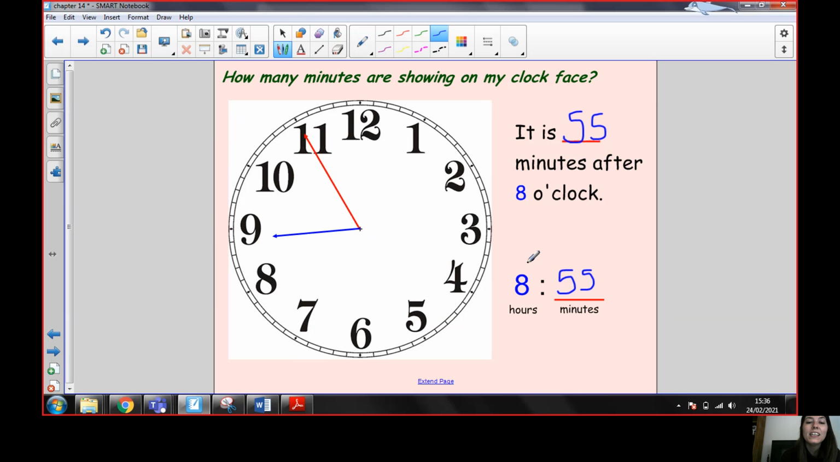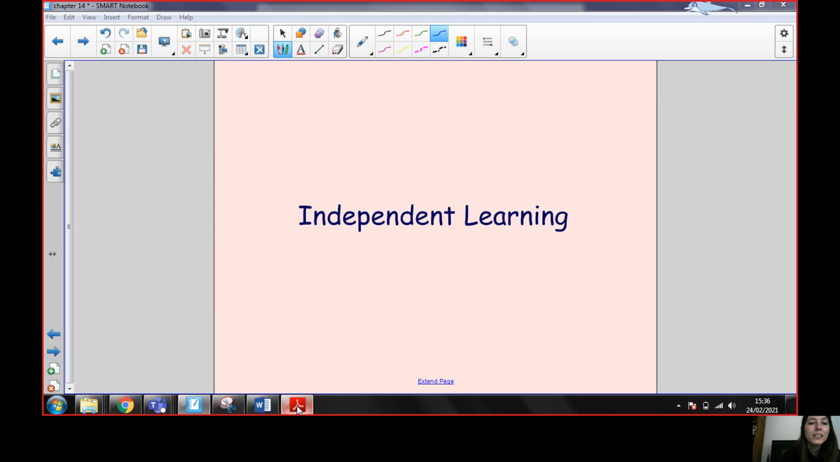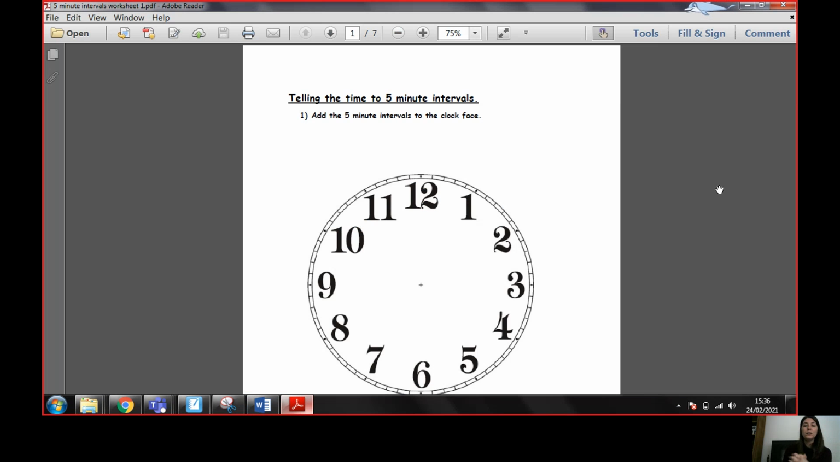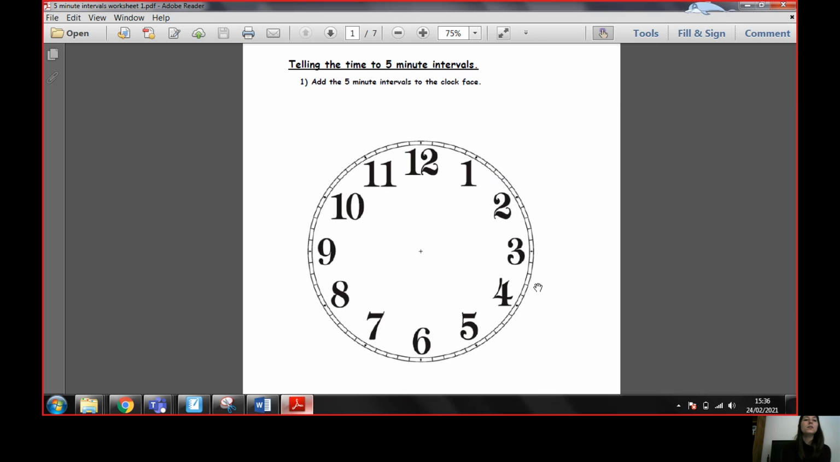So it must be 8:55. Now, for your independent learning today, there are a few different activities on your worksheet. Your first one, you're reminding yourself about how we count in fives when we're looking at minutes around the clock face. You're going to write the numbers around the outside as you count in fives.